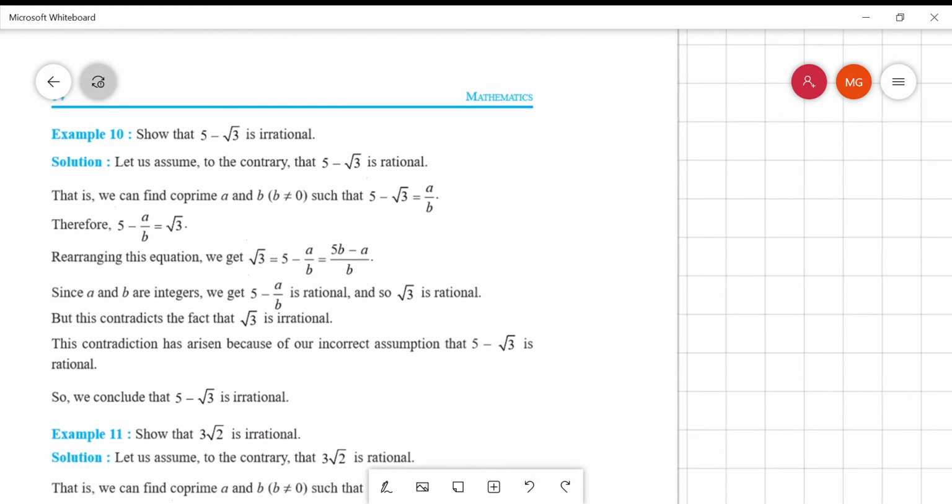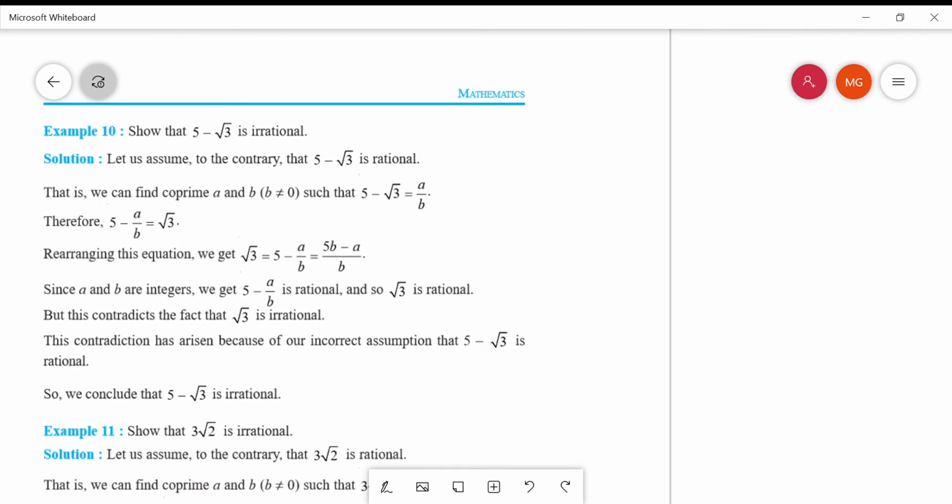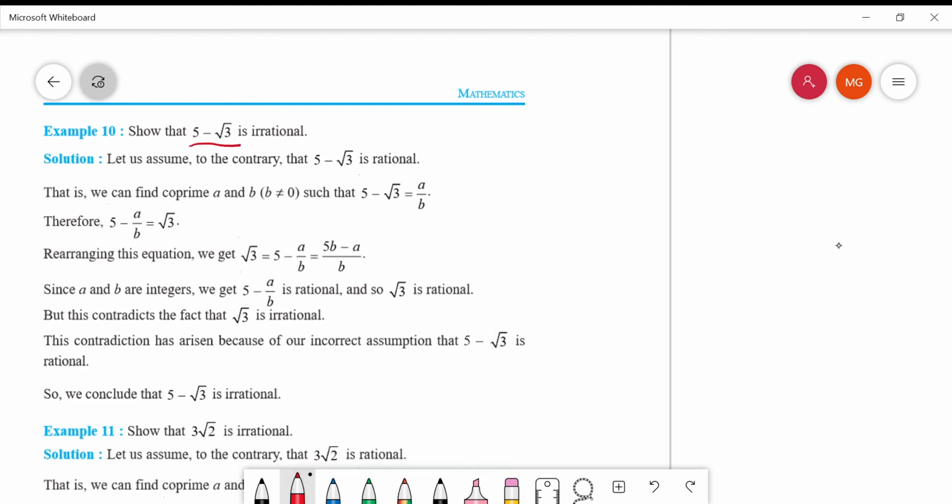See this example number 10. Example 10: show that 5 minus root 3 is irrational. So in this question, first you will prove that root 3 is irrational. Then after proving root 3 as irrational, you will move on to the whole part, that is 5 minus root 3. Let us assume that 5 minus root 3 is rational. This will be the procedure, these are the steps that you will follow.